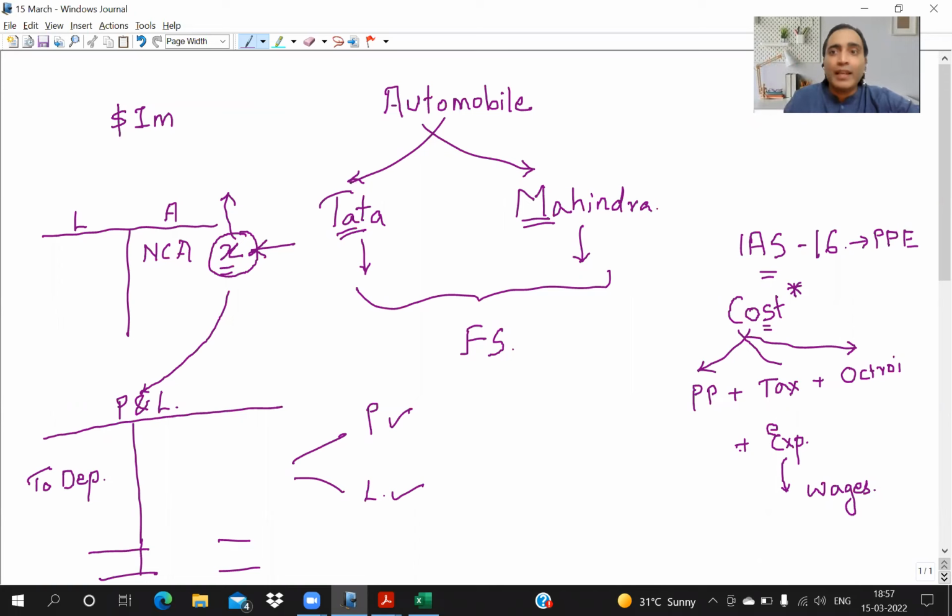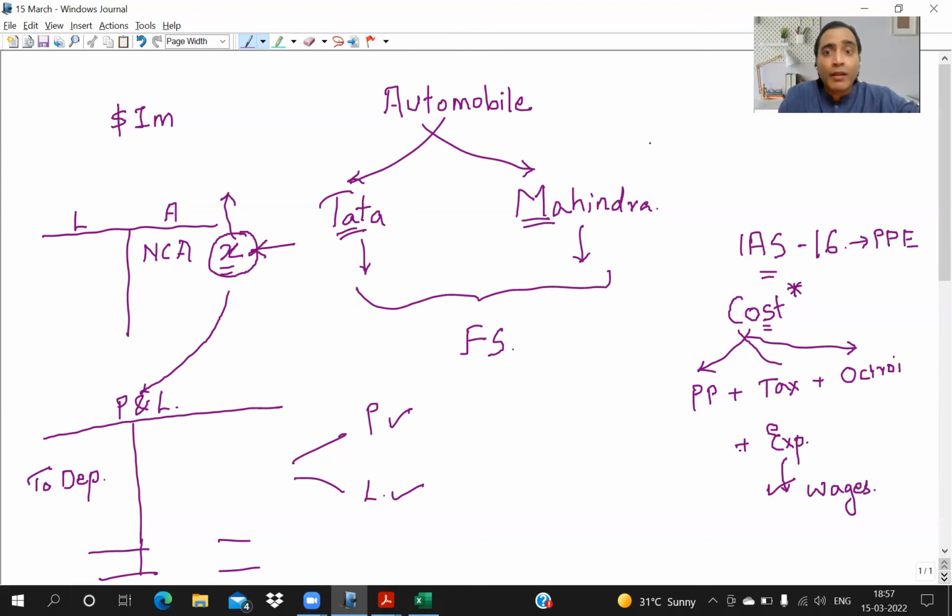If this guidance wasn't there, if there was no one to tell us that these expenses, these wages, these octroi are to be added to the cost, what would individual companies have done? Tata would have, for example, these are just for example sake, I'm taking names. Tata would have shown these wages as an expense in the P&L. Because they believe that they are wages, right? They are the salaries, the wages, the employee costs, and they are always to be debited. They are to be charged to the P&L.